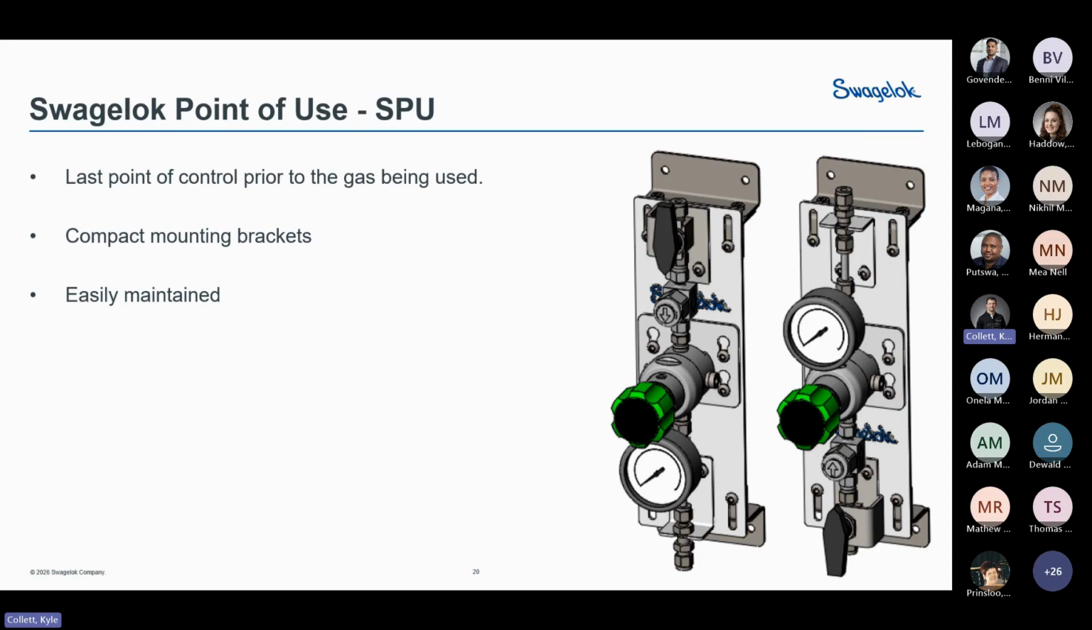And then finally, we have our point of use system. As mentioned, this is the last point of control prior to the gas being used. These are small and compact systems that can be mounted to your walls and your test benches, depending on where they're being used. They offer a modular design, so products can be changed as needed depending on your application.